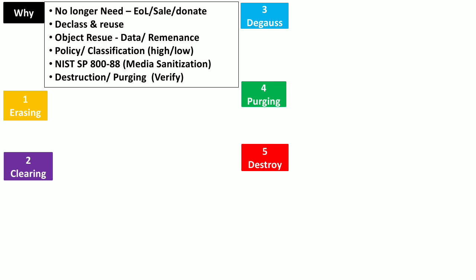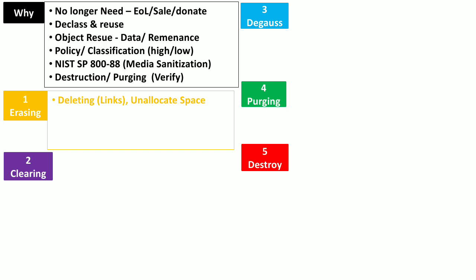Now, there are 5 techniques which may be used for data sanitization, and the numbers over here mention the less secure technique and the most secure technique. For example, erasing is the least secure technique for data sanitization, and destruction is the most secure technique for data sanitization.